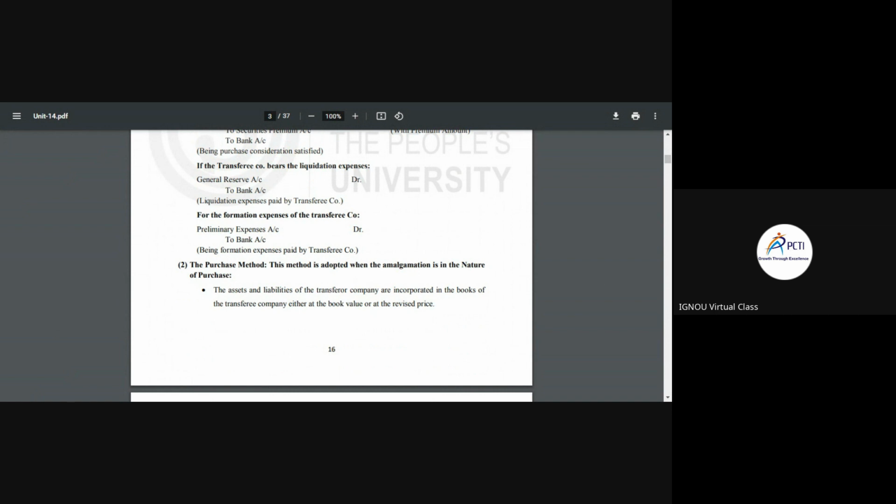And the next one is for the formation expenses of the transferee company. The entry will be passed: preliminary expenses account debit to bank account.